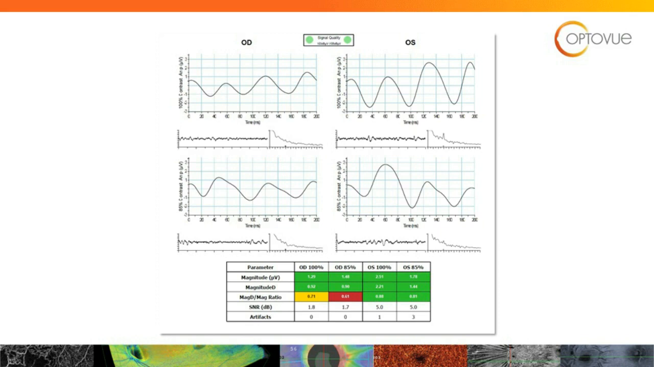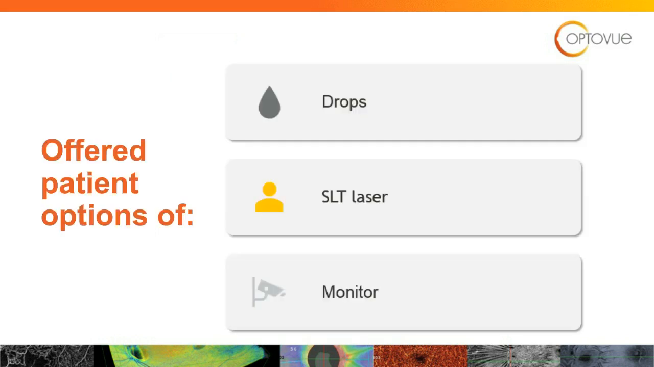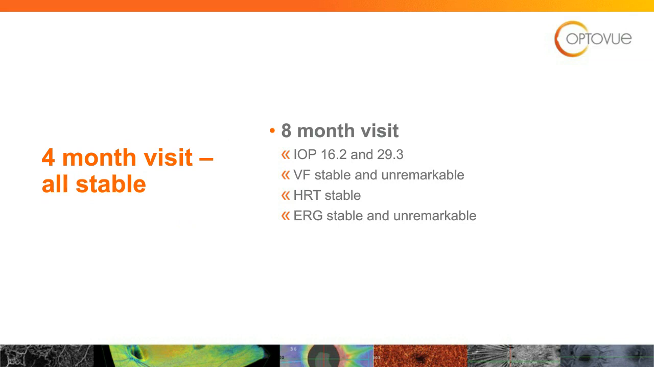So at that point, we offered the patient the option of drops, laser, or monitoring. And so we said, okay, we all agreed, let's monitor. So at the 4-month visit, everything was the same. The 8-month visit, which was just a little over a month ago, pressures now 16.2 in the right eye, 29.3 in the left. Visual field stable and unremarkable, HRT stable, ERG stable and unremarkable.